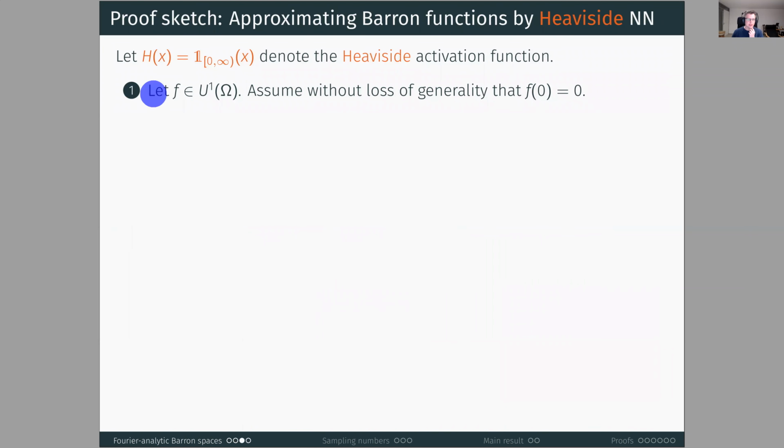So, what is the Heaviside function? This is just the indicator function of the positive numbers. It's 1 on the positive numbers and 0 on the negative numbers. What we want to see is that you can approximate a function in this Barron unit ball very well by using shallow networks with this activation function. The first step is just to assume without loss of generality that f vanishes at the origin. This you can easily do.